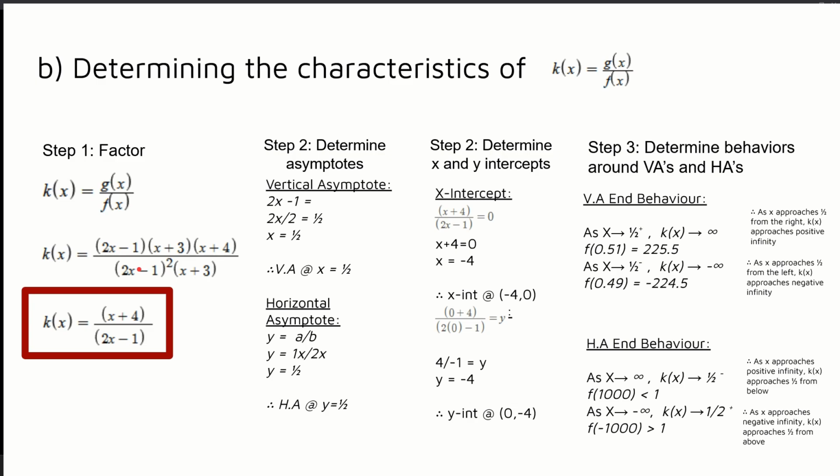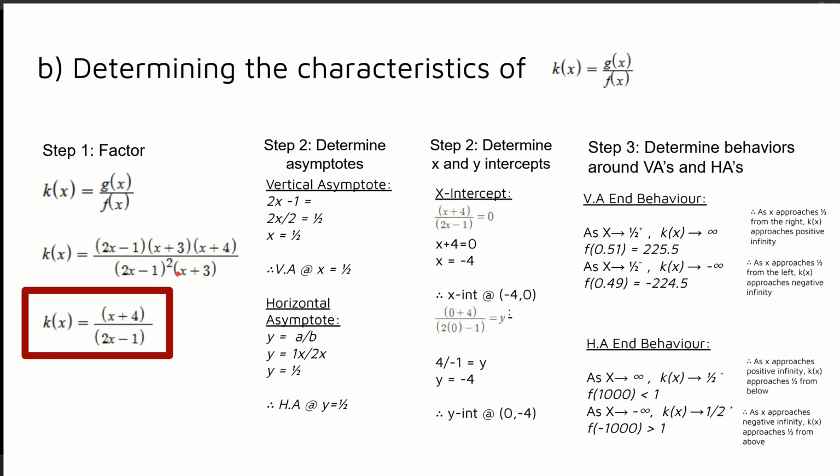So now there are some key things we can do here. So x plus 3 is seen on the numerator and the denominator. Do a bit of canceling for those two. 2x minus 1 and 2x minus 1 are also seen on the numerator and denominator. Do a bit of canceling. You're left with x plus 4 over 2x minus 1. With this, you have the simplified version of k at x.